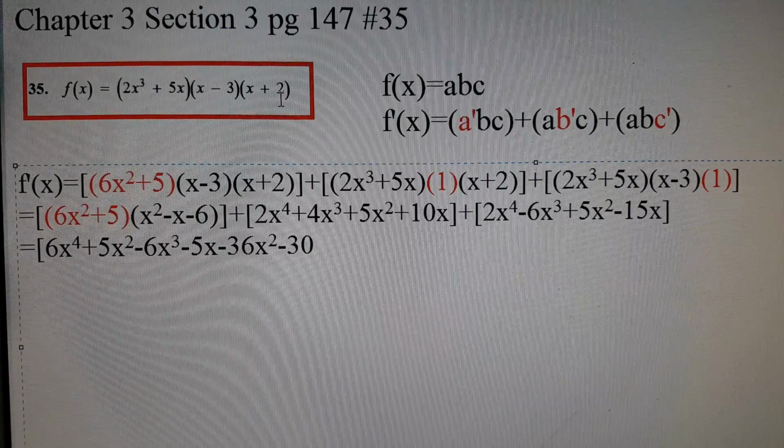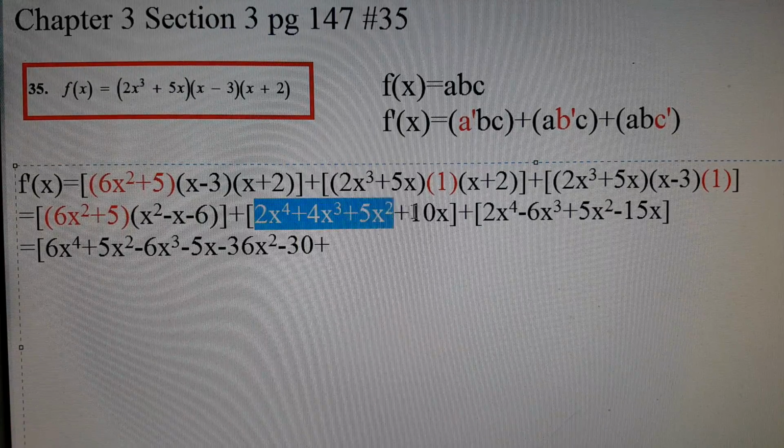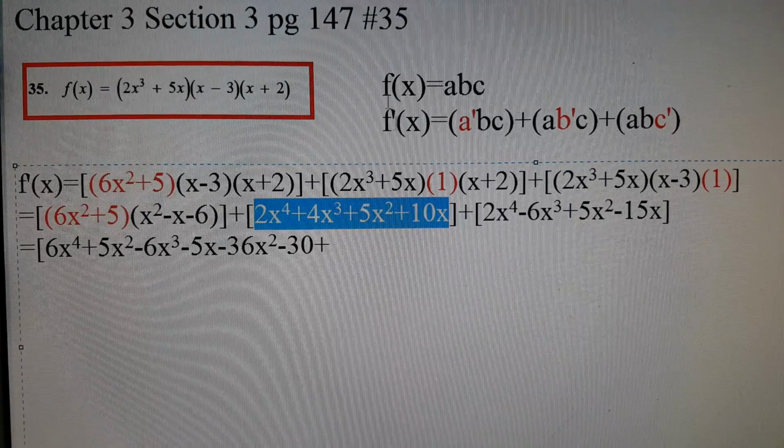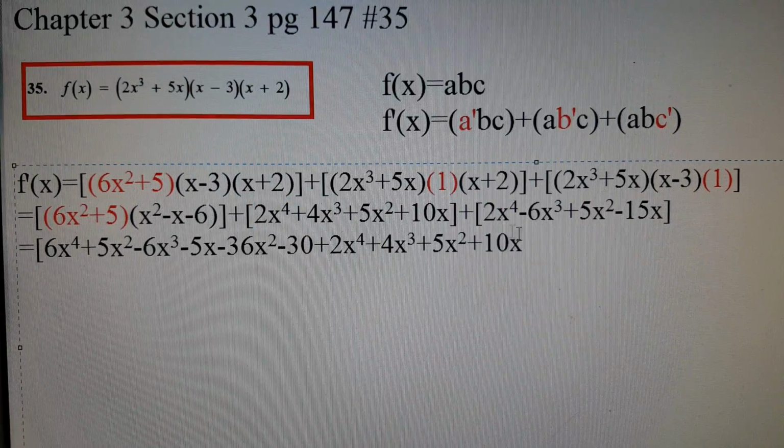And then now we can actually just bring down all these other terms. We don't need these brackets anymore, just making our life more complicated. So just add all these up and you're good to go.